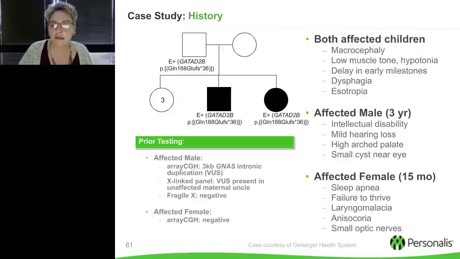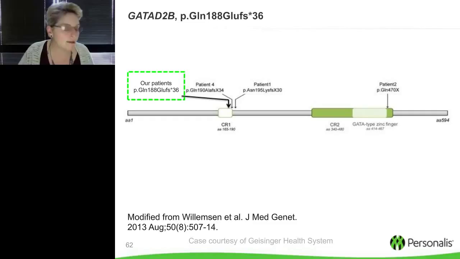But when we were investigating the variant further, GATAD2B was a very good candidate for being related to this family's disease. And the variant that we found in our family clusters with other disease-causing variants that have been seen in this disease.